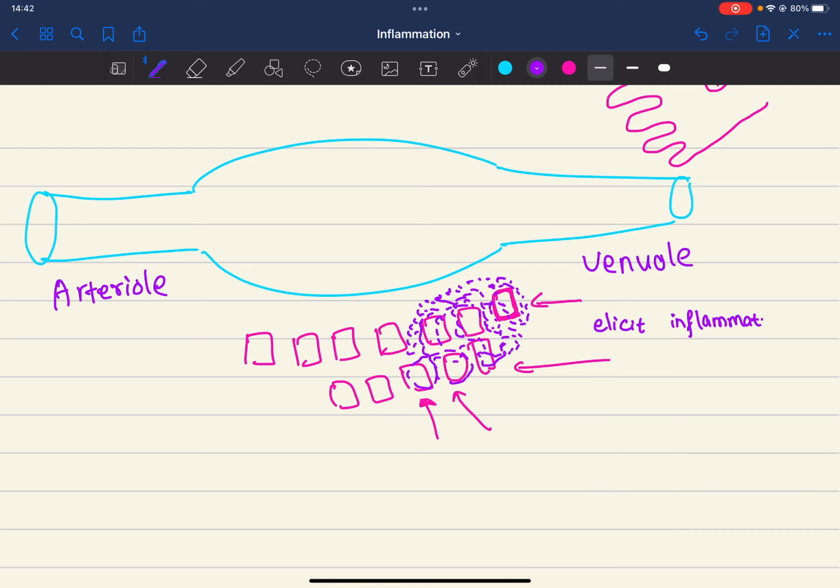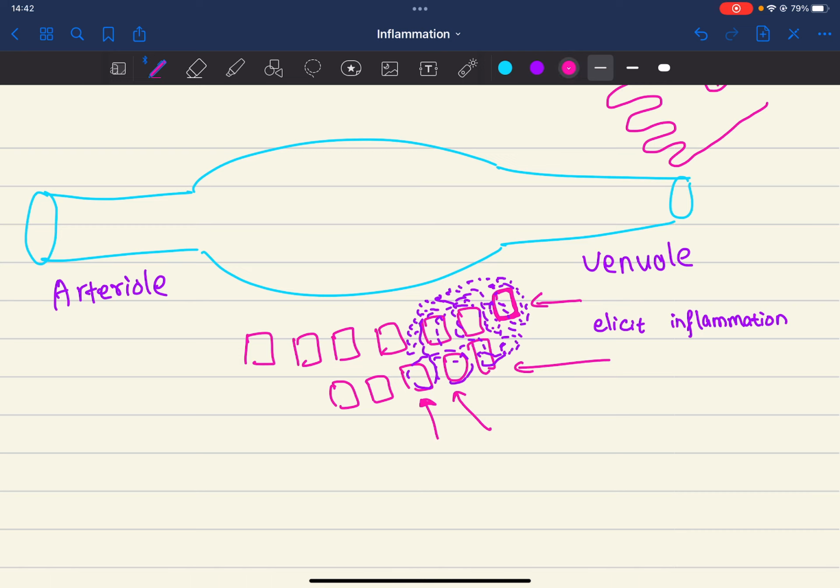Now how do they bring inflammation? That is the same thing we are studying. We are studying the process of inflammation. How does inflammation happen? All these things are interrelated. So now these cells are irreversibly injured and underwent necrosis.